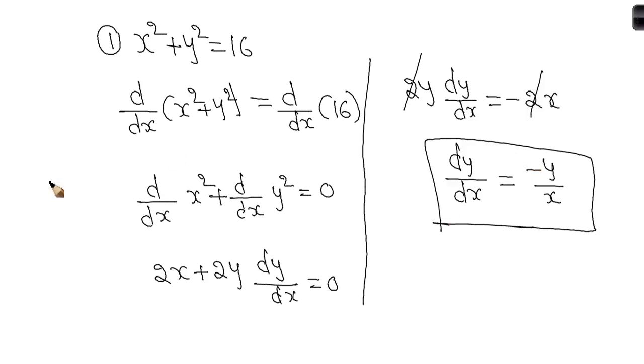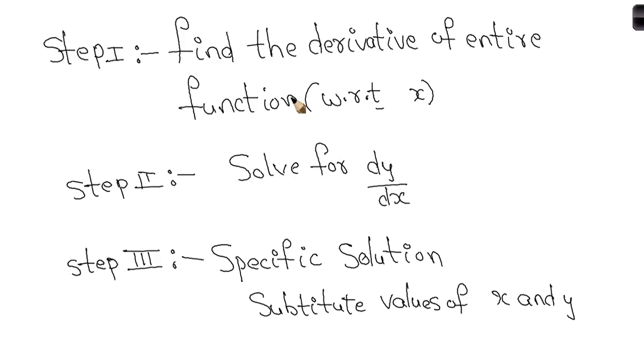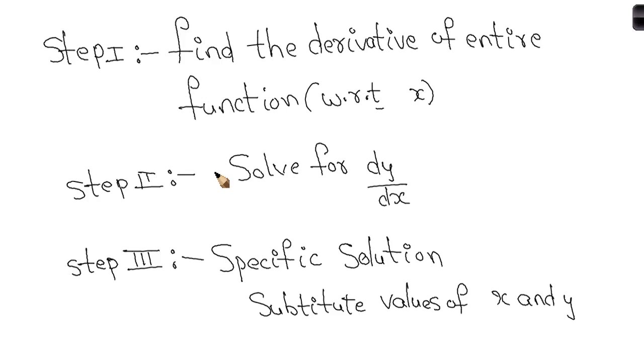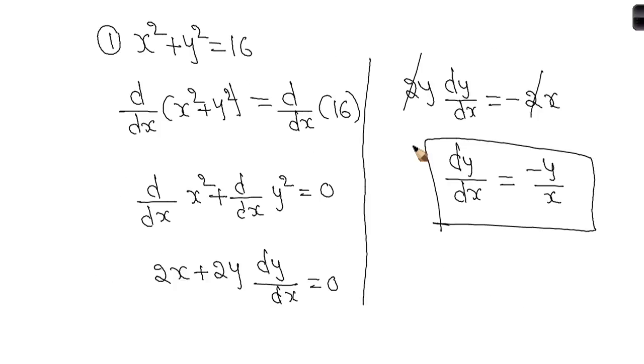Hope you are clear. I am doing the same steps. Here they are not asking for a specific solution, so I do not need to do step 3. So first differentiate the entire function. Step 1, as I said earlier, differentiate the entire function with respect to x. Once I differentiate, the second step is to solve for dy by dx. I am solving it for dy by dx.